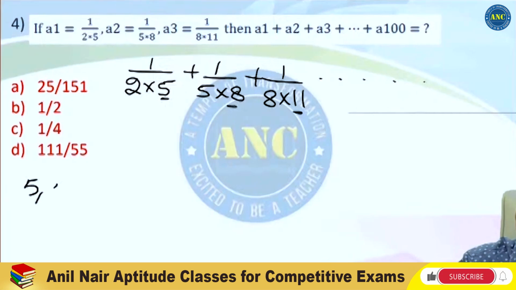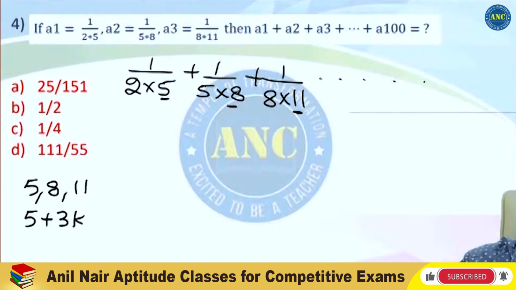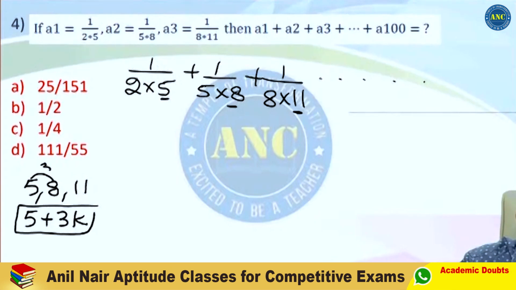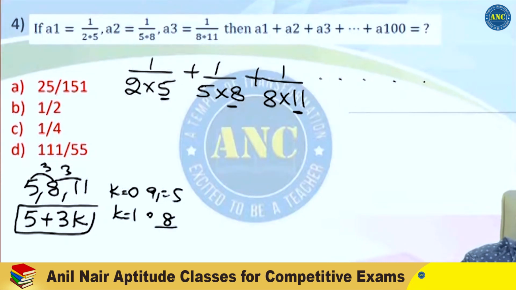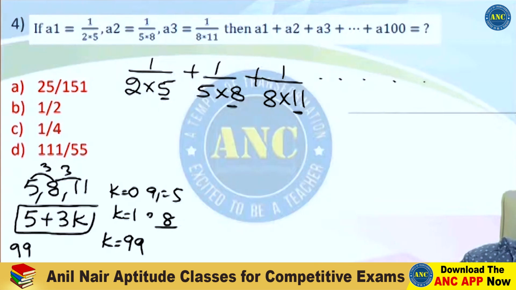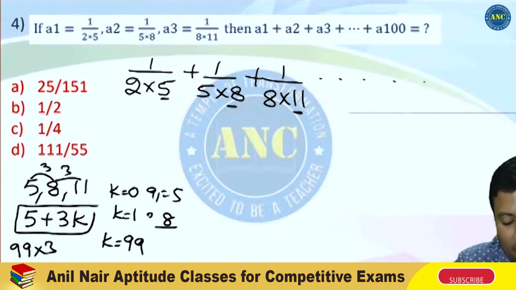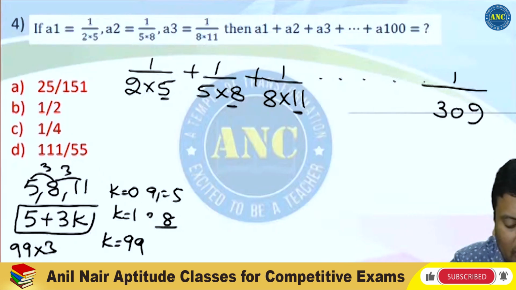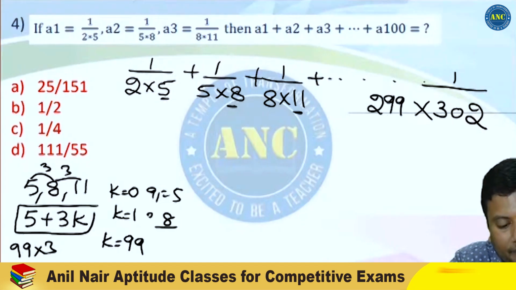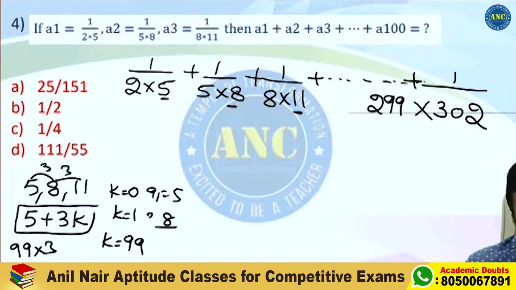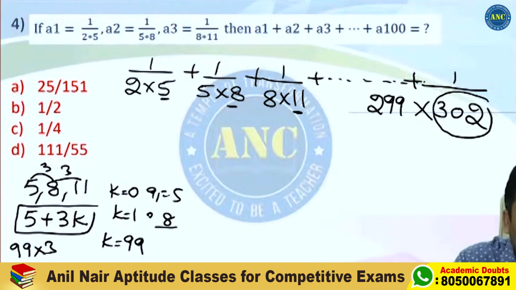The last numerical values are 5, 8 and 11. These are nothing but 5 plus 3k. Every time there is an increase of 3. For k0, I will get the first value 5. For k1, I will get the second value 8. So k99 is nothing but 99 into 3, which is 297, plus 5, 302. The term before it is 3 less, which is 299. The answer's last numerical value is 302.